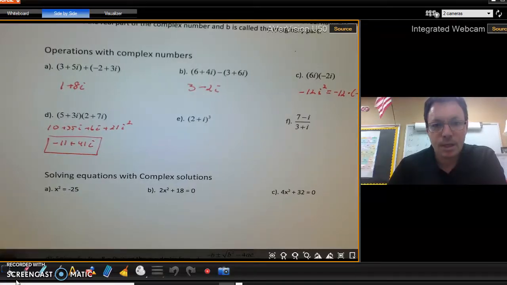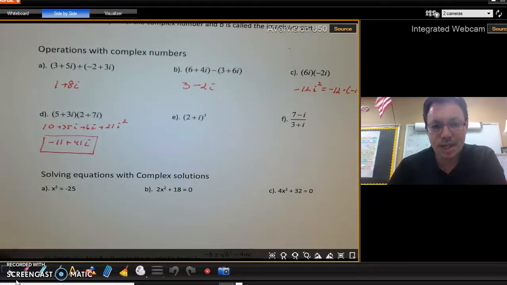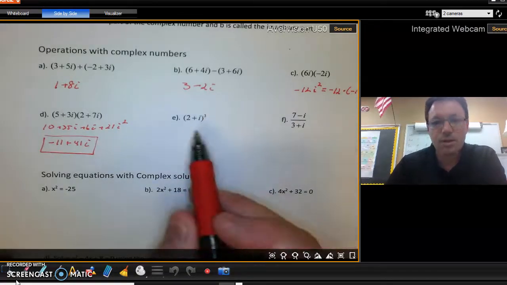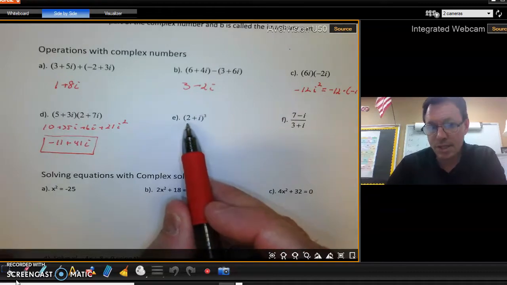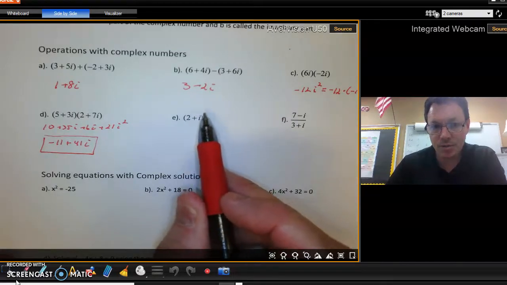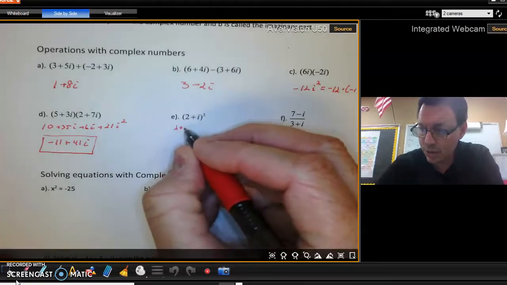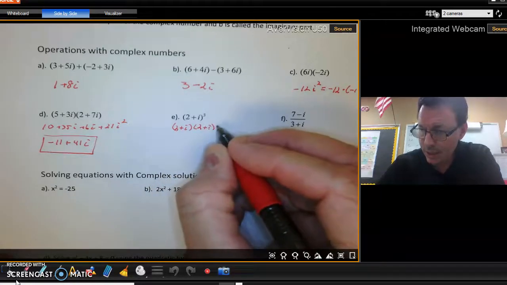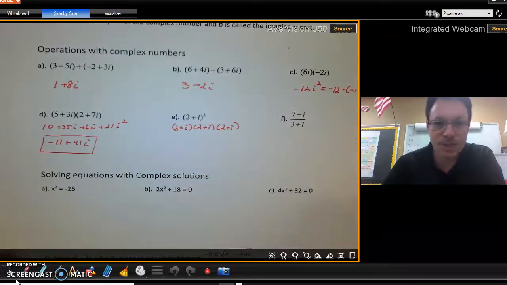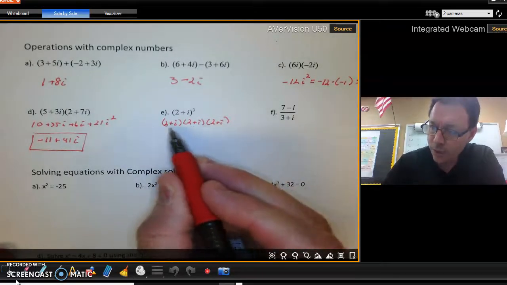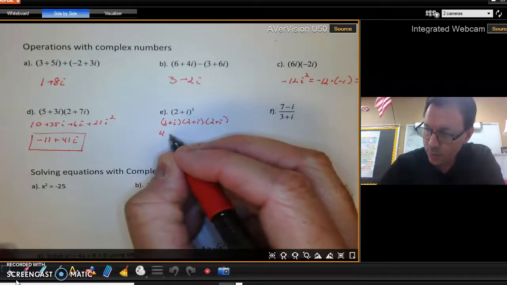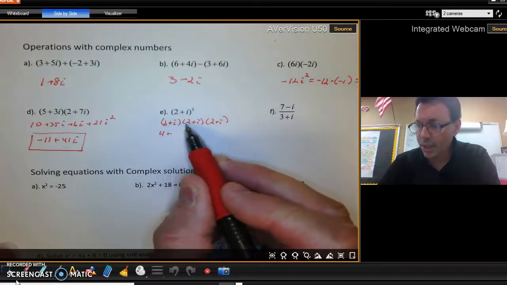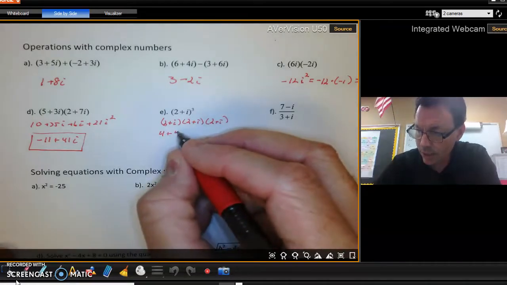All right, how about E? What's 2 plus i cubed? First off, you don't distribute. This literally means take 2 plus i times itself 3 times. So take 2 plus i times another 2 plus i times another 2 plus i. That's what we're going to do. First, FOIL the first two together. That's going to be 4 plus, now we're going to get 2i, but then we're going to get another 2i, so that's going to be 4i.